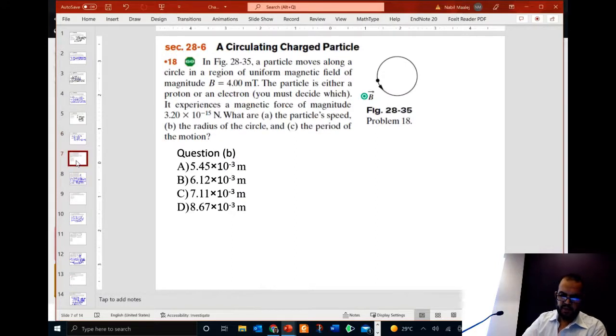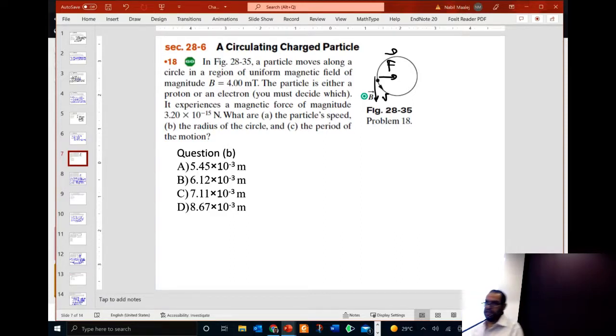So we know where the force and the velocity vector are. This is the velocity vector here, V. The force is centripetal, and the magnetic field vector is outside of the page. So now we use the right-hand rule. We point the index finger in the direction of V. The force is like this if it was a positive charge. Since the force is in the opposite direction, it's a negative charge. So the particle is an electron.